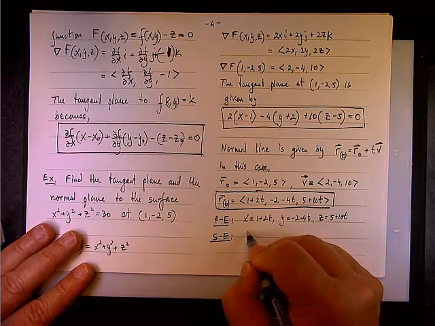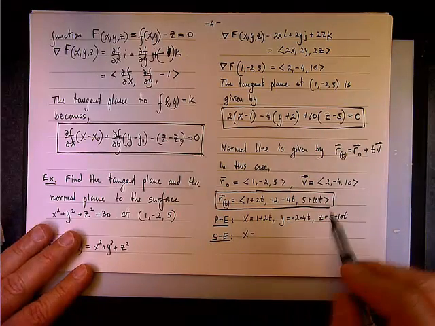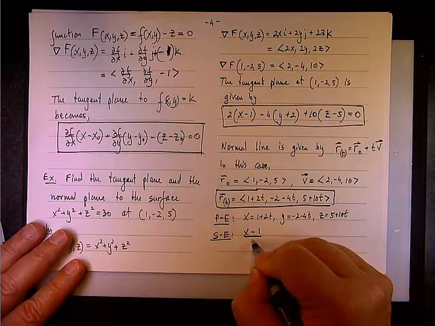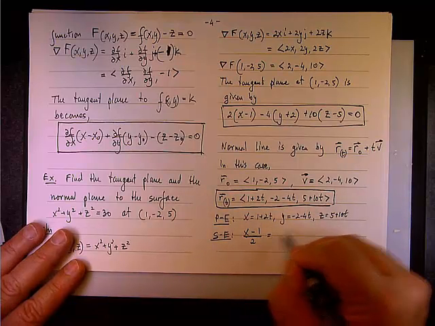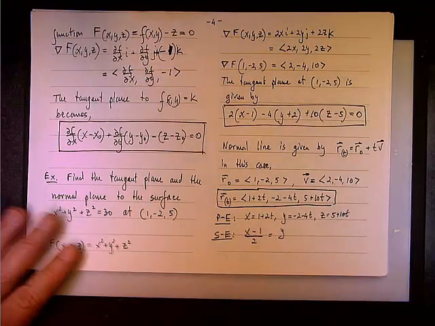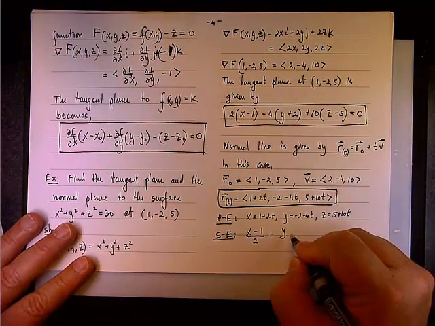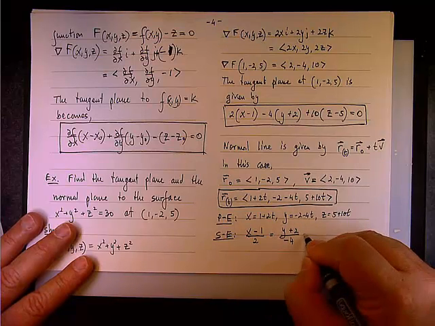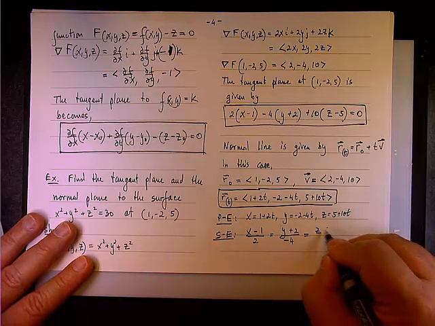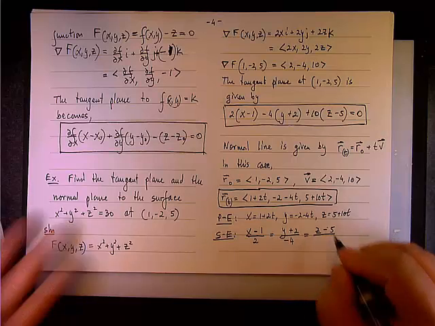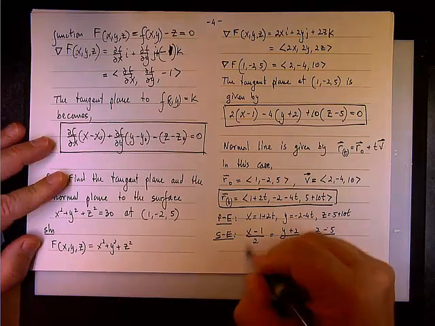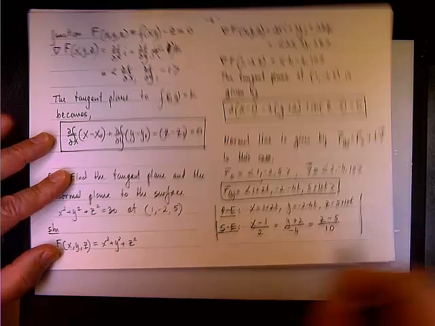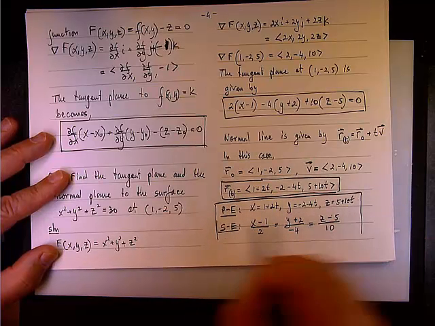But what about the symmetric equation? Remember those? We solve for t and set the expressions equal. It will be x minus x sub 0, which is 1, divided by the direction number 2, equals y minus y sub 0, which is negative 2, so y plus 2, divided by the direction number negative 4, and finally equal to z minus z sub 0, which is 5, divided by the direction number 10. And there you have it.